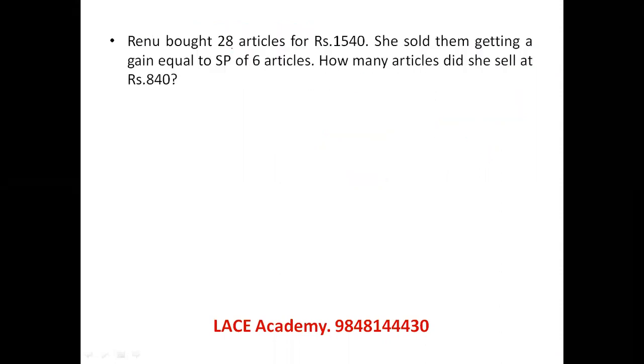Renu bought 28 articles for 1540 rupees. Bought, this is the buying price. She sold them, getting a gain equal to the selling price of 6 articles. How many articles did she sell at a given price, is what's asked. So he's asking something about selling price. We'll see very simply what is the meaning of getting a gain of SP of 6 articles. When you are getting a gain, you are getting your actual cost price plus something extra. And that something extra is called gain, which is equal to 6 articles' selling price.